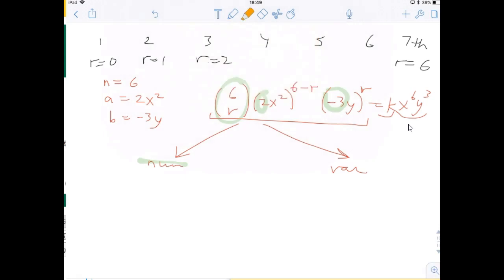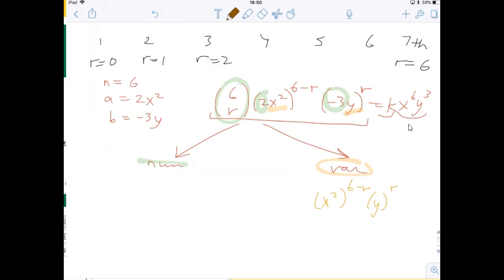The part that's not a number would be the variable part, and that would be x squared to the 6 minus r and y to the r. Okay, so I am going to put the variable parts of it over here by variable. And so I'm going to have x squared to the 6 minus r times y to the r.